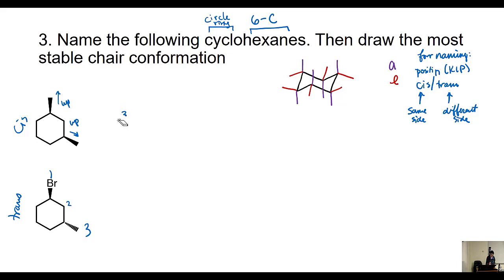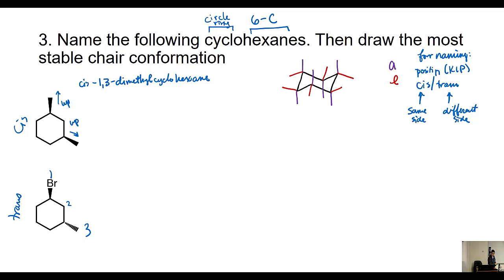Okay, I'm going to call this one 1, 3 dimethyl cyclo. Wait, no, this is cis 1, 3 dimethyl cyclohexane. Again, there's literally no space on the paper out there. Sorry. Does it make sense how I got there? Yes. Okay, let's do the second one.